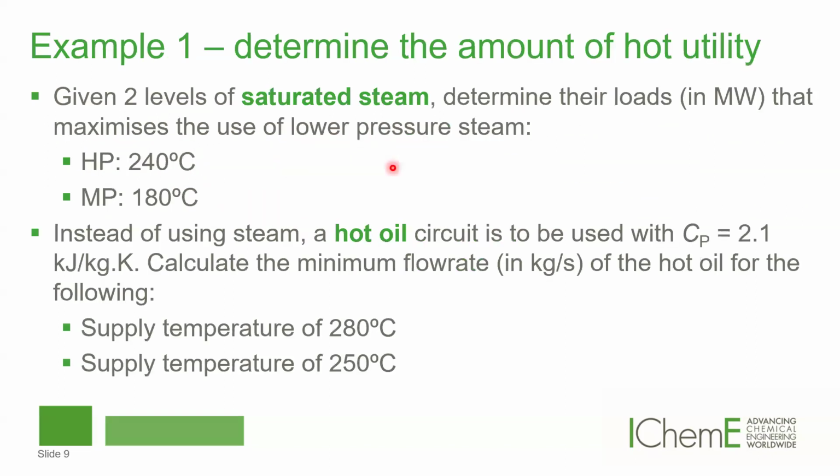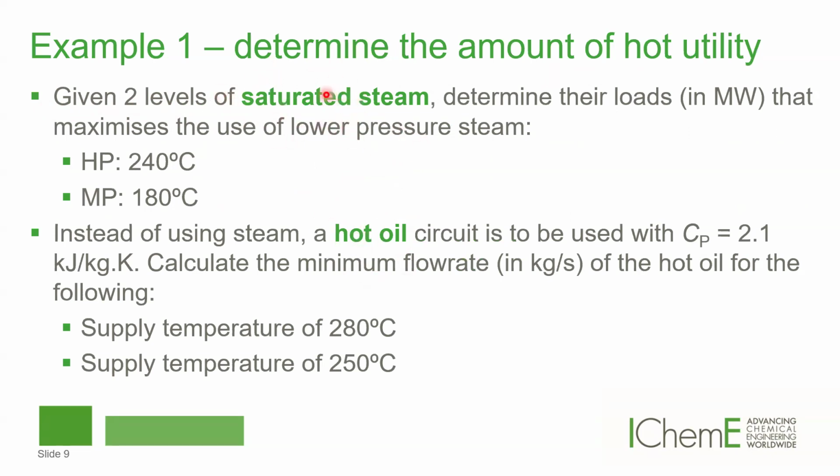So the next example is this one. We need to determine the amount of hot utility. We have two options: steam and hot oil. We need to determine how much steam and hot oil we need to further raise the temperature of the cold stream.